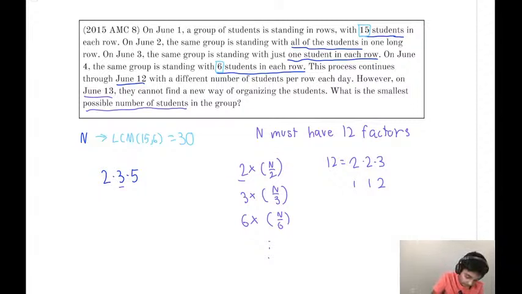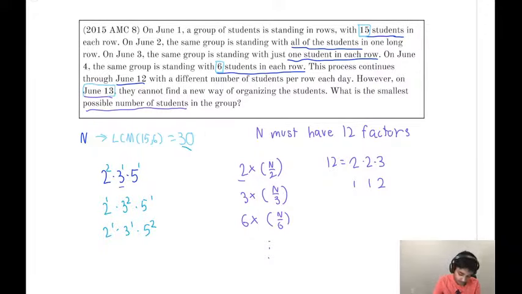So we can just do something like 2 squared times 3 to the 1 times 5 to the 1, for example. Or we could also do 2 times 3 squared times 5 to the 1. Or we could do 2 to the 1 times 3 to the 1 times 5 squared. These all have 12 factors. And remember, we must have a 2 times 3 times 5 because it has to be a multiple of 30. And it has to have 12 factors because on day 13, we cannot find any arrangement. So it must have exactly 12 arrangements, or 12 factors.